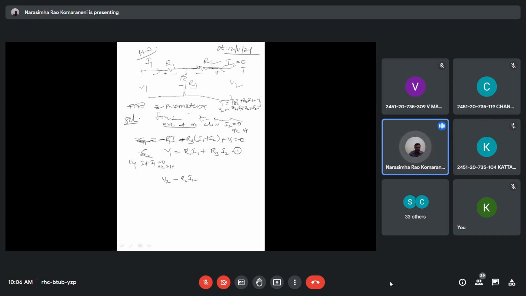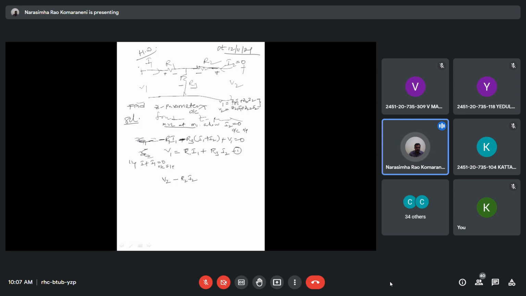The Z parameters are also called the open circuit impedance parameters. To find Z11 and Z21, you need to open circuit port 2. If I2 is 0, you are indirectly open circuiting port 2. Now if you substitute I2 equal to 0 in these equations, you will get Z11 and Z21.